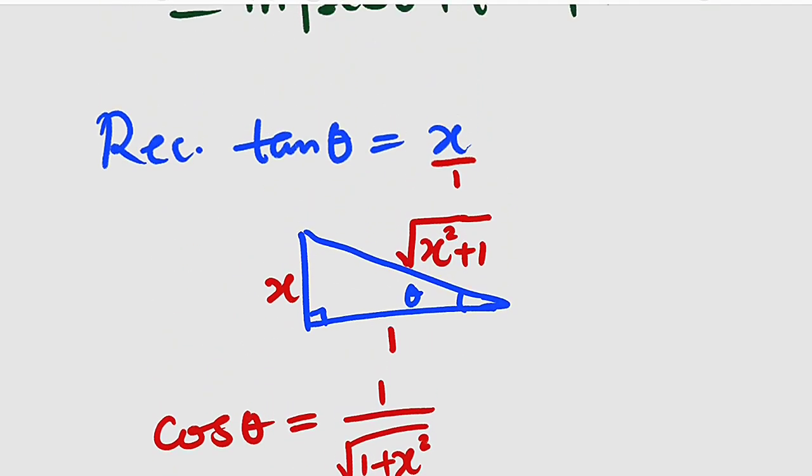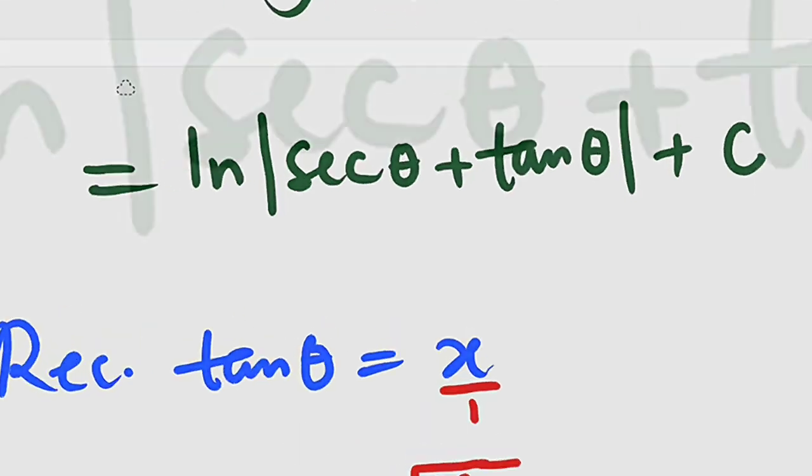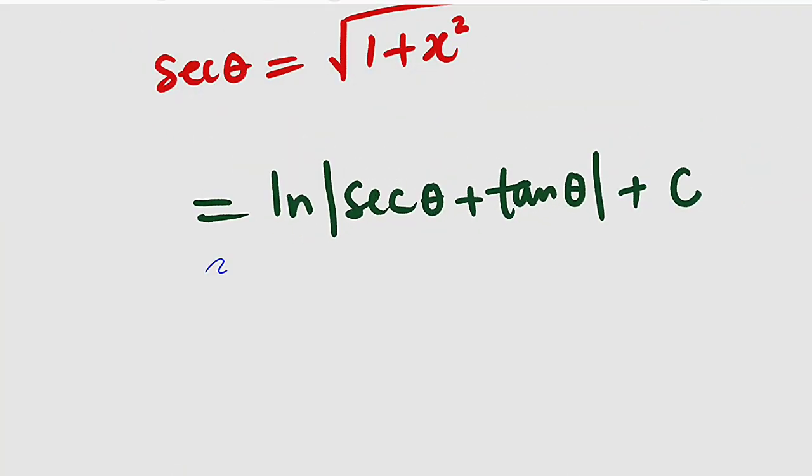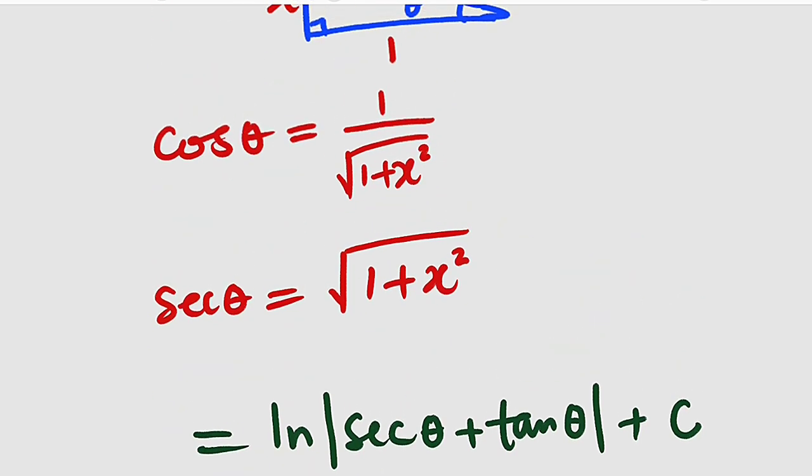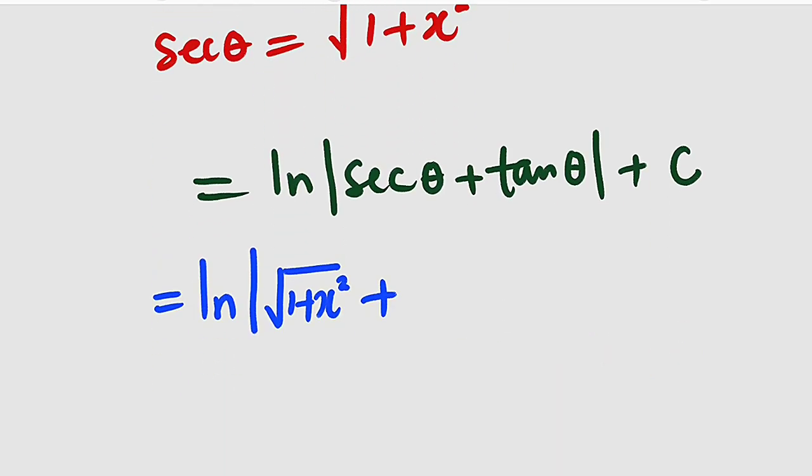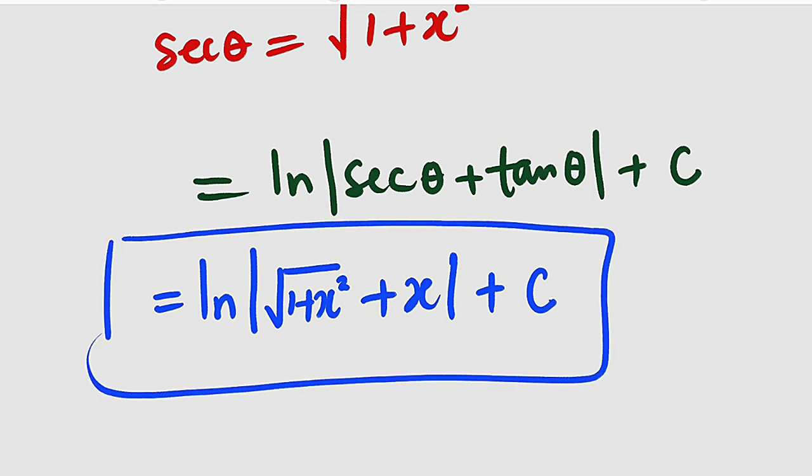So we are going to back substitute. Let me just copy this. To back substitute, this is equal to the natural log of the absolute value of secant theta, which is now the square root of 1 plus x squared, then plus tangent theta, which is x, plus the constant of integration. And hence this is the solution to that integral of 1 divided by the square root of 1 plus x squared with respect to x.